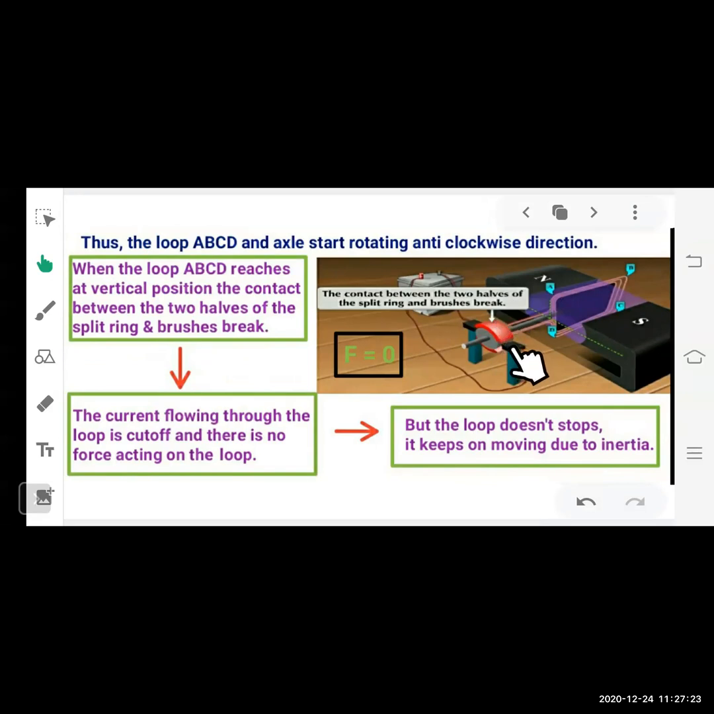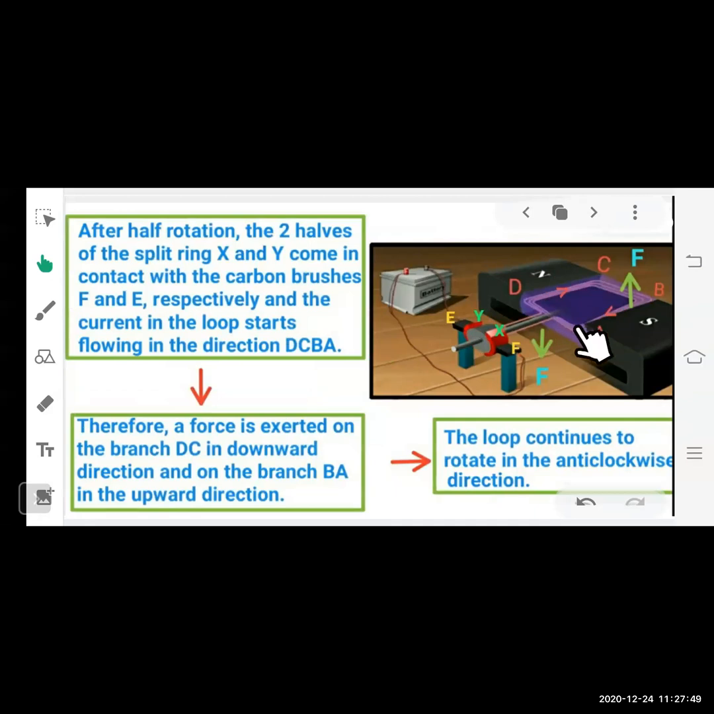They are not in contact with it, and because of which the circuit breaks and current stops flowing in the conductor, and because of which there is no force exerted on the conductor. So the conductor should stop moving, but it doesn't happen. Why? Because of inertia of motion, this conductor continues to rotate till it acquires again the same position.